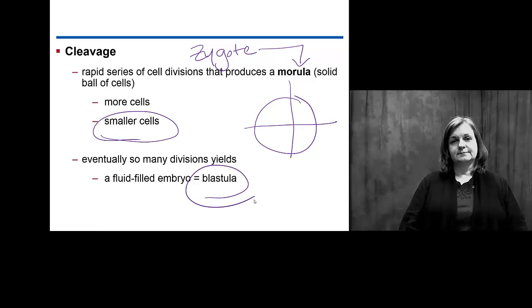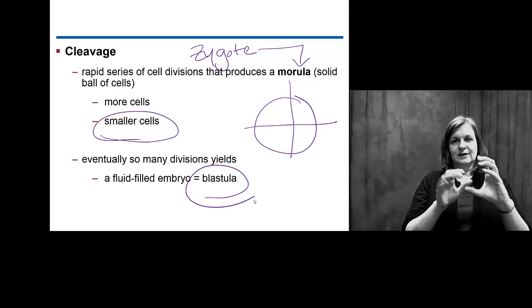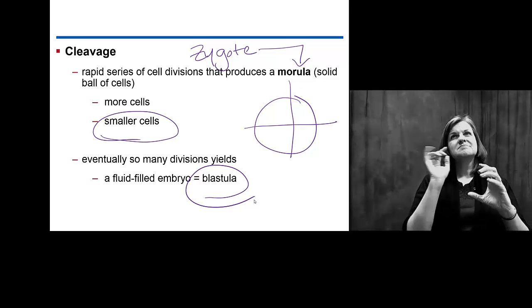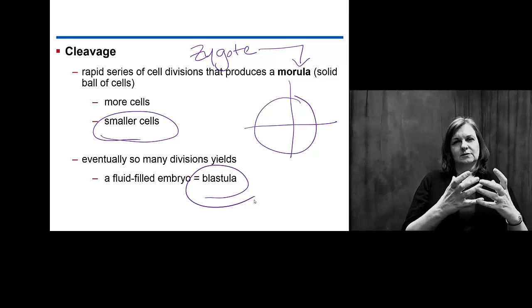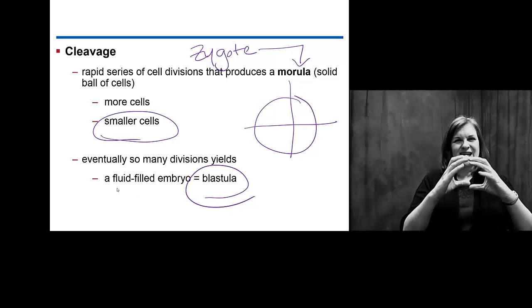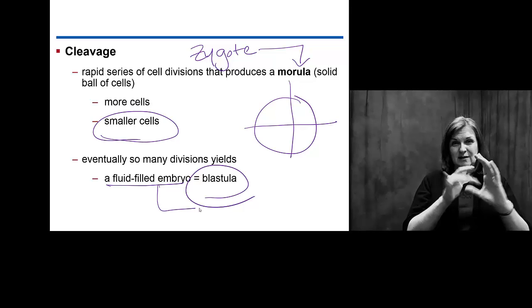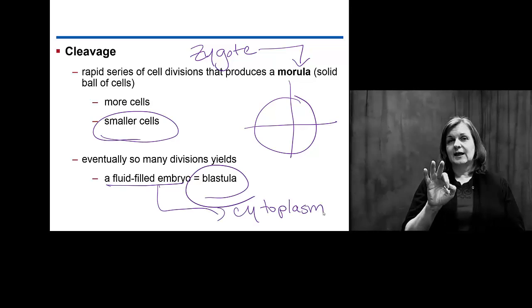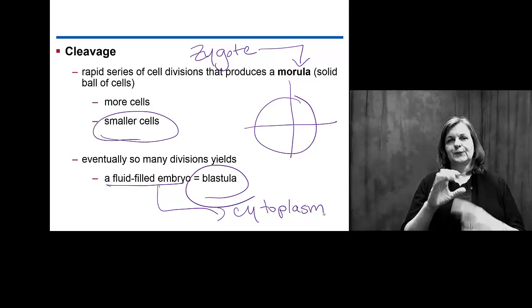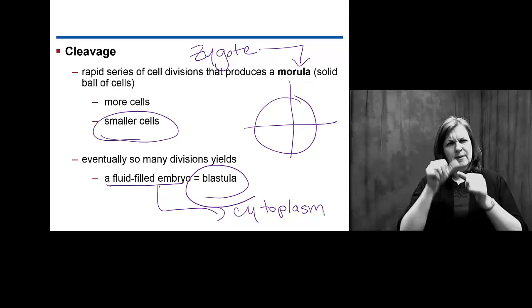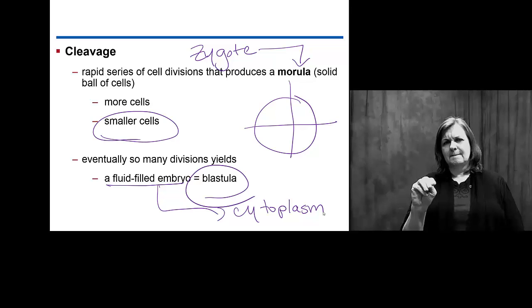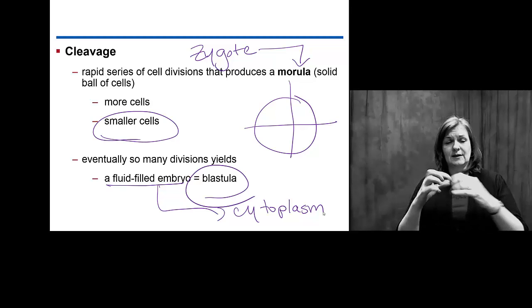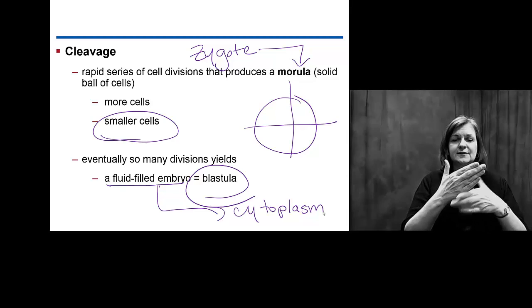This blastula you can think about like a soccer ball. It's going to have cells around the outside, but it's going to be hollow in the middle and eventually fill with fluid. This fluid is cytoplasm, or the basic equivalent of cytoplasm. Cytoplasm, remember, is the filling in all of our cells. So as these cells divide, they actually are forcing out some of the cytoplasm because they get smaller and smaller and smaller.